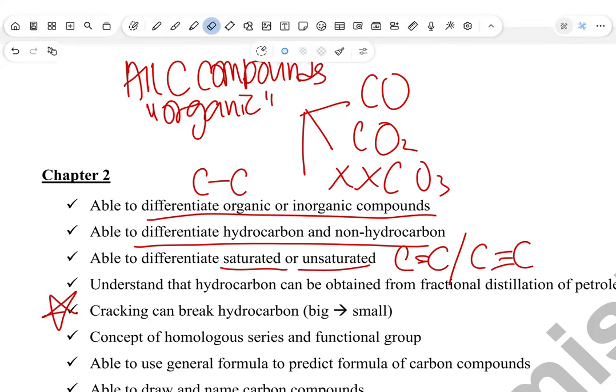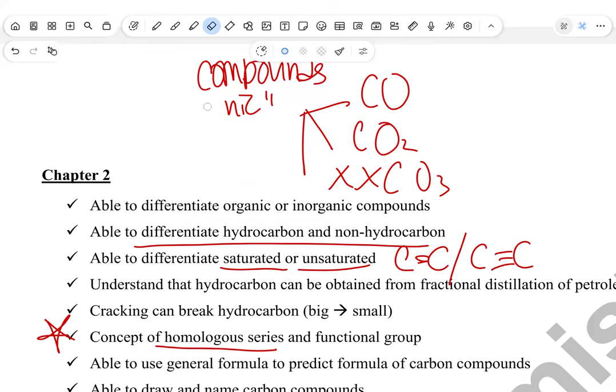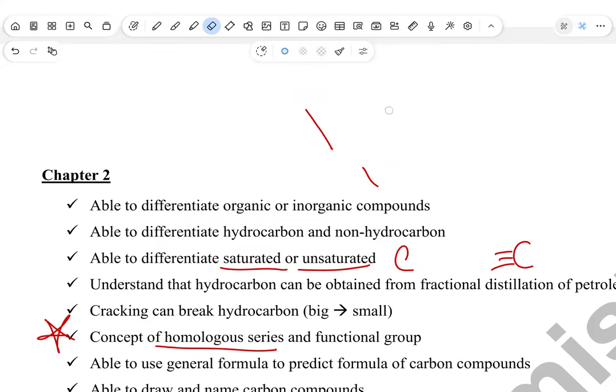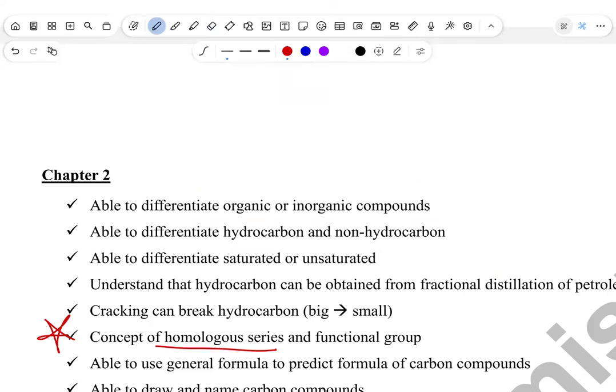Now, you also learned about homologous series and functional group. One minute revision, guys. How many homologous series do we have? Let me know in the chat box. How many homologous series do we have, everyone? Okay, very good. We have 6 homologous series. The other day, another group said 3 homologous series. I almost cried. 6 homologous series.